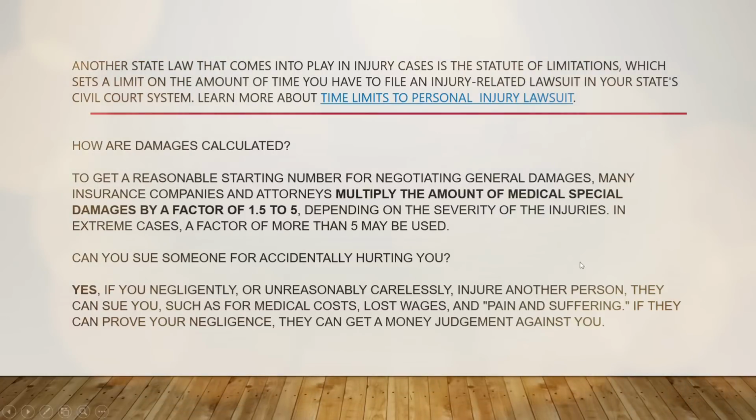To get a reasonable starting number for negotiating general damages, many insurance companies and attorneys multiply the amount of medical special damages by a factor of 1.5 to 5, depending on the severity of the injuries. In extreme cases, a factor of more than 5 may be used.